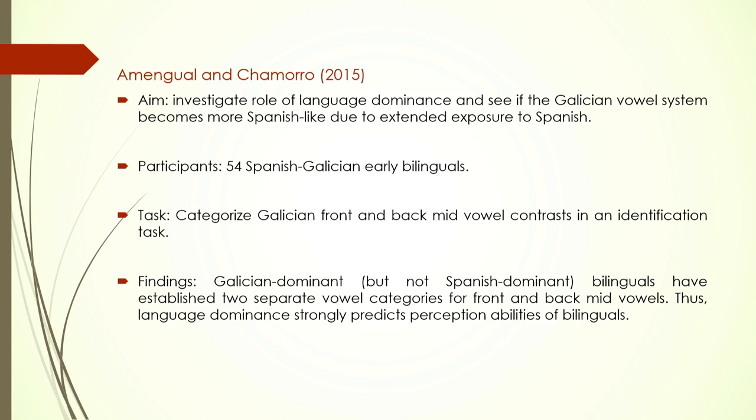We will look at a couple of studies here. In this particular study in 2015, they investigated the role of language dominance, to see if the Galician vowel system becomes more Spanish-like due to extended exposure to Spanish. This study was carried out in the Galician region in Spain. Participants were 54 Spanish-Galician early bilinguals. The task was to categorize the Galician front and back mid vowel contrast in an identification task. What they found was that the bilinguals who were Galician dominant, not Spanish dominant, had established two separate vowel categories for front and back mid vowels. Thus, language dominance actually plays a very strong role with respect to the perception of sounds also in a bilingual.